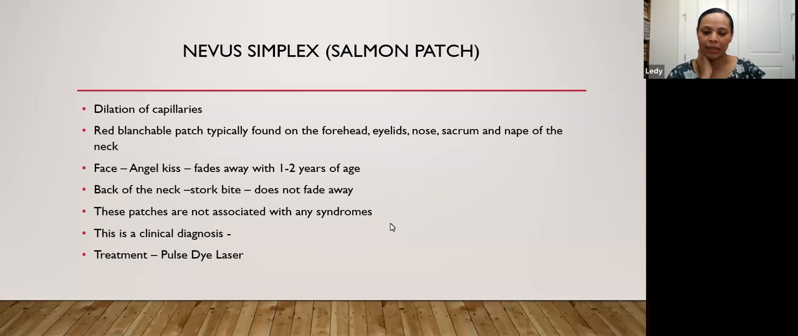A very big difference with a nevus simplex or salmon patch is that the capillaries on the skin are dilated. There's something else called a port wine stain, which I'm not going to discuss today, but maybe if I do another video, I will. That's a malformation of the capillaries, so that obviously sounds a little worse, because it is. It could come with other problems. But this, I always reassure my patients, is nothing to worry about.